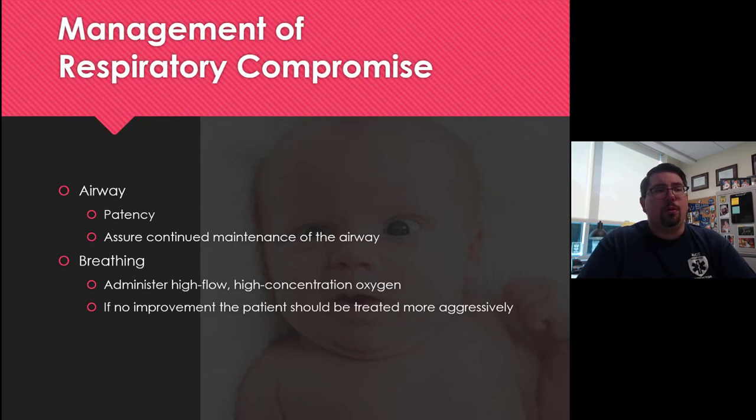Breathing is also extremely important. We must remember to administer high flow oxygen, high concentrated oxygen to these patients early on. Again, they don't have a reserve of oxygen like you would see in an adult. And if there's no improvement, the patient should be treated more aggressively. Remember, be aggressive when it comes to pediatric airway management and breathing.